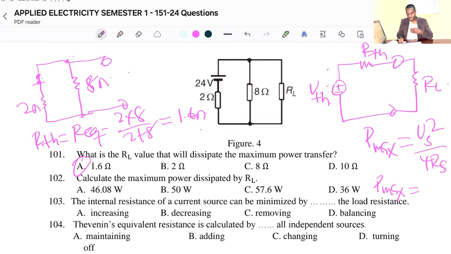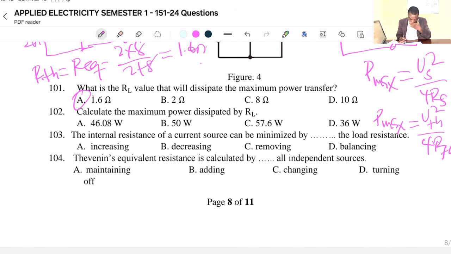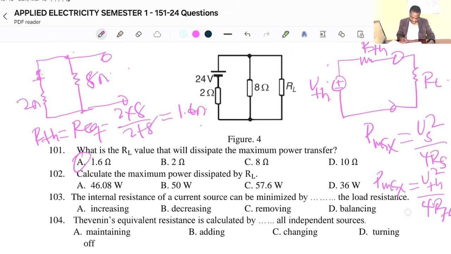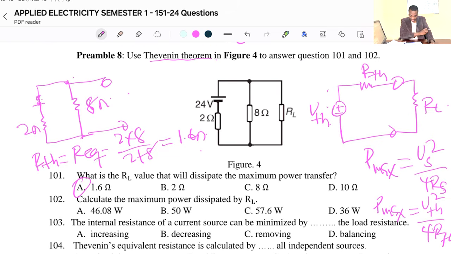Our Vs, which is a voltage source, is our VTH. So we have VTH squared over 4 times RTH. I know RTH, so I'm trying to get the open circuit voltage. So let's get that one. How do I get VTH?